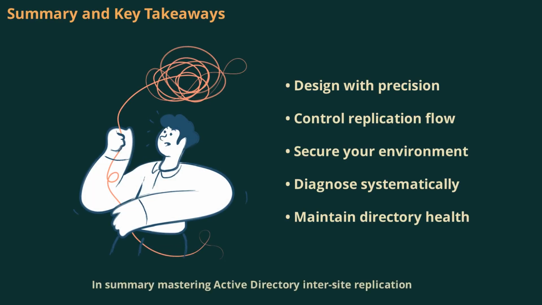In summary, mastering Active Directory Inter-Site Replication requires a deep understanding of topology, control mechanisms, and troubleshooting strategies. By designing with precision, controlling replication flow, securing pathways, and diagnosing issues systematically, you can ensure a resilient and efficient directory environment. Remember, robust replication is the result of deliberate design and disciplined maintenance.